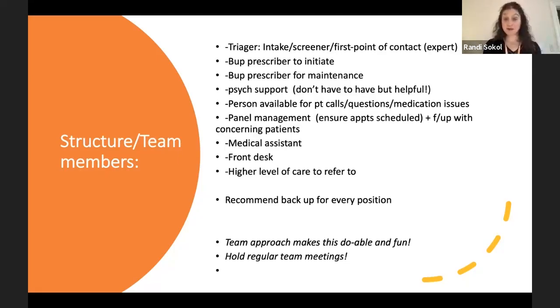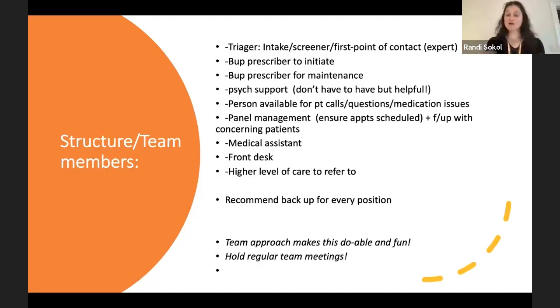Oftentimes there's psych support associated with this. Now, a lot of physicians worry that if they don't have access to psych, then, oh my gosh, can I do this work? Of course you can do this work. It's great when you have access to therapists and psychiatrists, but you don't have to. Again, just starting people on buprenorphine alone can help them be much more stable in their life.